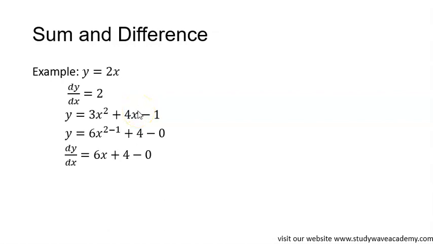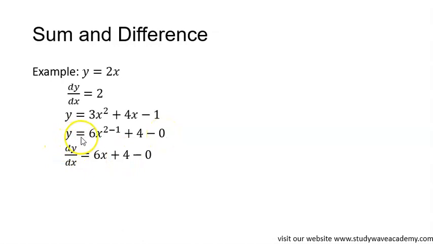1 minus 1 is 0, and n to the power 0 is 1. So 4 times 1 is 4, minus 1. Remember, if you are differentiating a constant, it is 0. Okay? So 1 here is a constant, right? So it's 0. That is the rule.